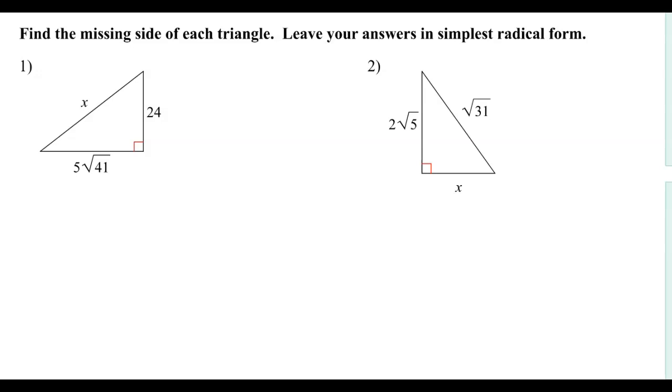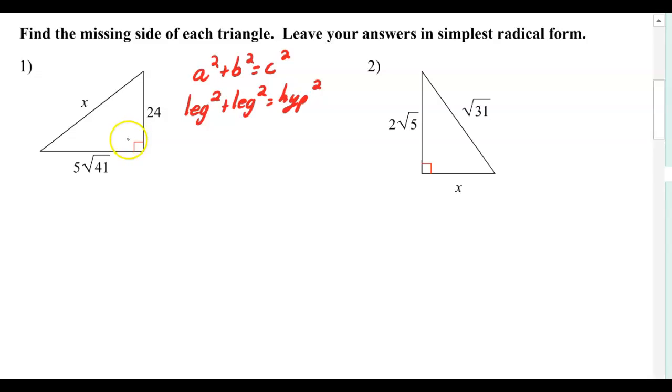Hello geometry students. Today's learning target is to find the missing side in a right triangle when we have sides that are in radical form. So we learned the Pythagorean Theorem, which says a squared plus b squared is equal to c squared, where c is the hypotenuse. Some people say leg squared plus leg squared is equal to hypotenuse squared.